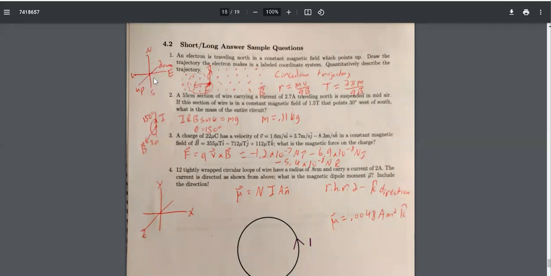So here's south, here's west. It's 30 degrees out like this. So I've drawn our magnetic field here. Now our magnetic force is ILB times sine of theta, where theta is the angle between the current and the magnetic field. So that's not this 30 degrees down here. It's this 150 degrees, because this is the direction of the current, this is the direction of the magnetic field.